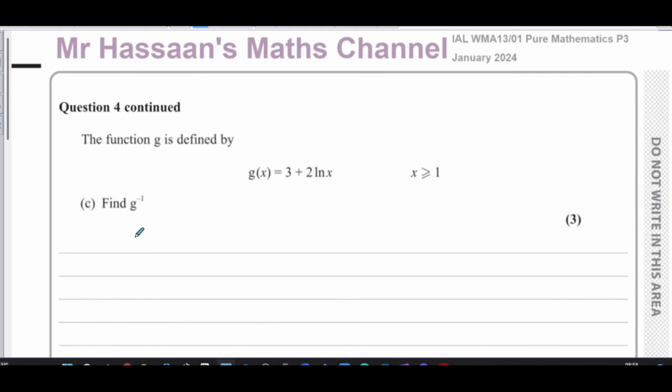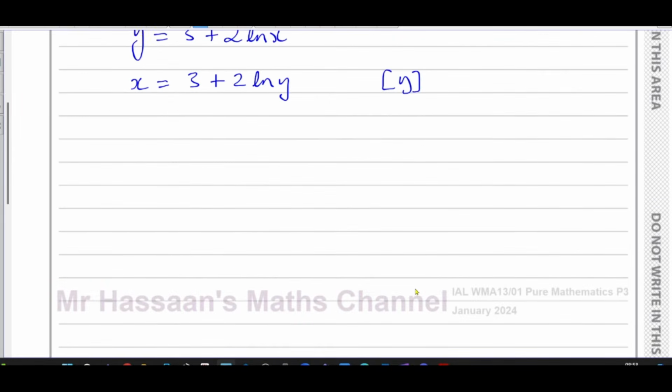So first of all, the algebraic expression of the inverse function. First step, let's call the function y. So y equals 3 plus 2 times the ln of x. And second step is to replace the x with y and the y with x. And the next step is to make y the subject of this formula. So first I'll subtract 3 from both sides, and then I'll divide by 2.